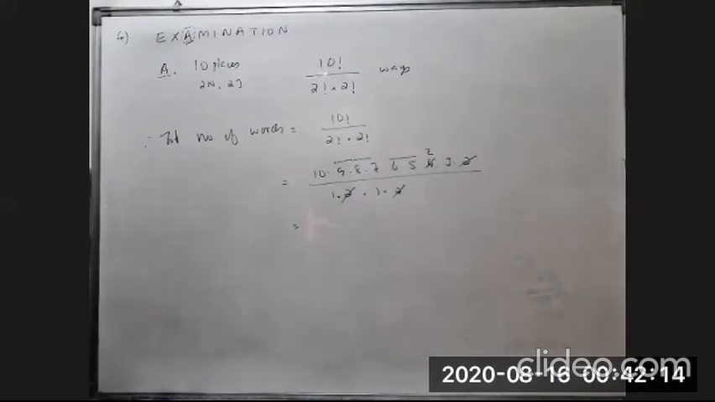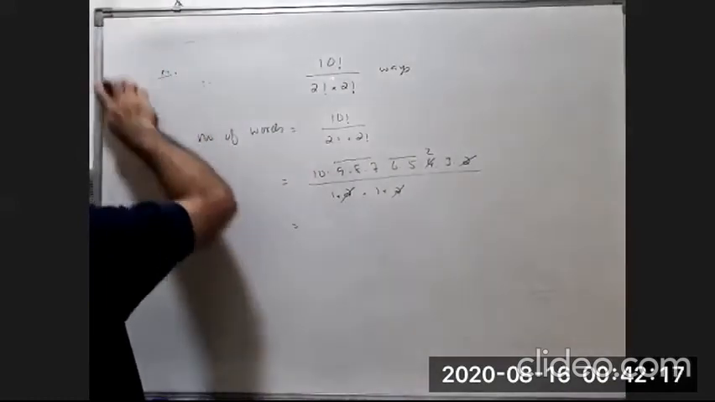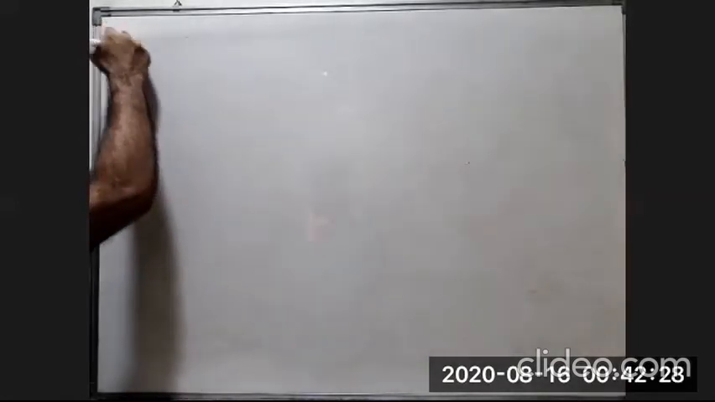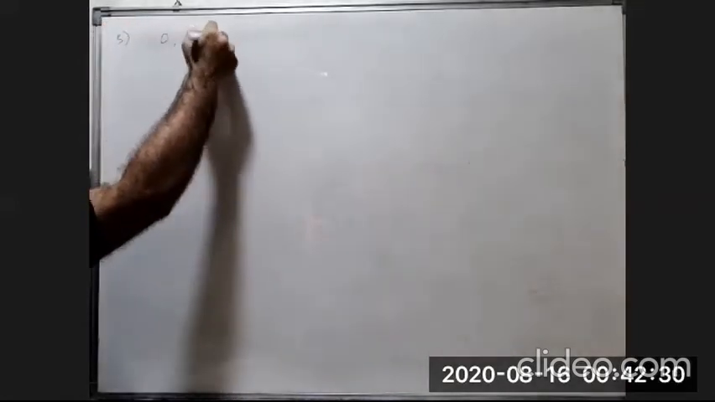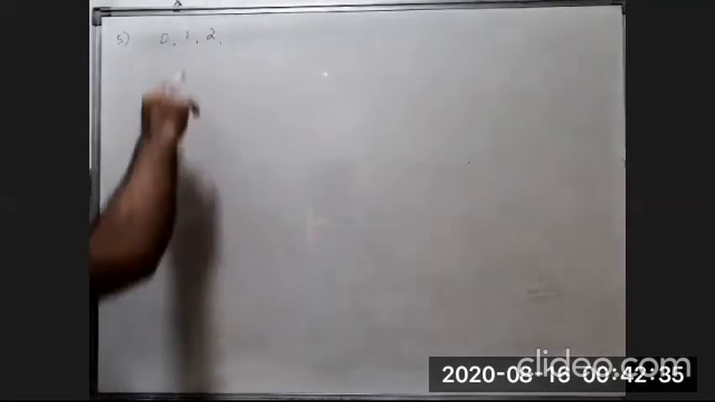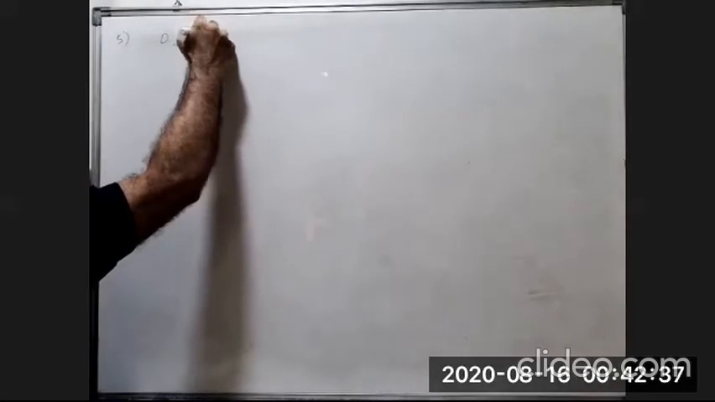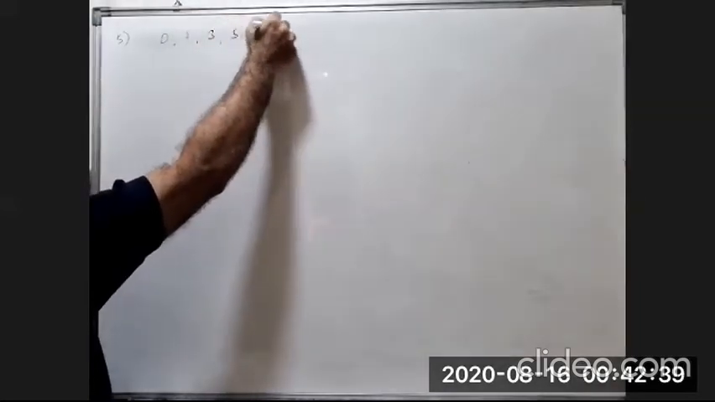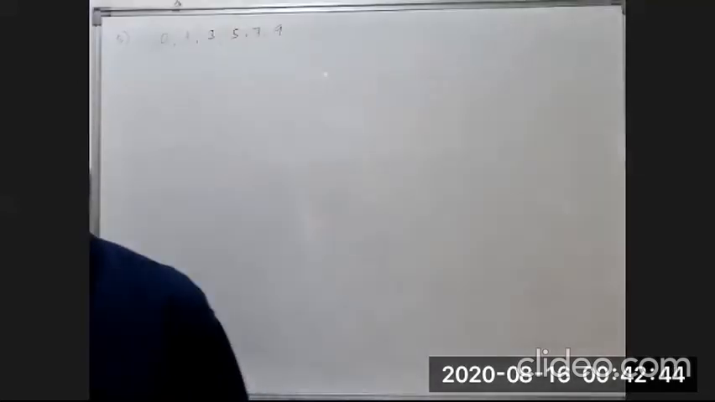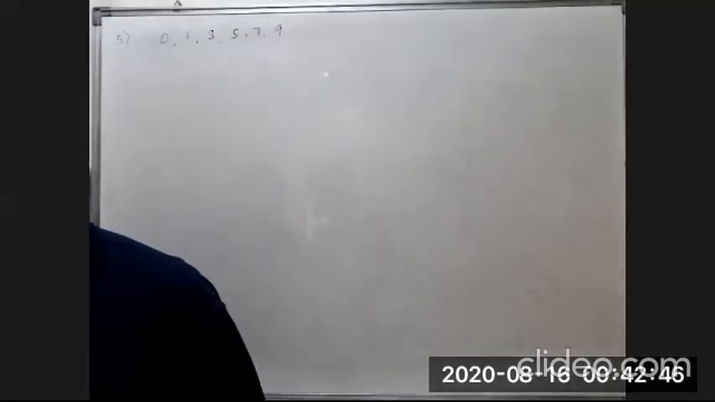Question number 5. How many 6-digit numbers can be formed using the digits 0, 1, 3, 5, 7, 9? The previous answer is 907200.